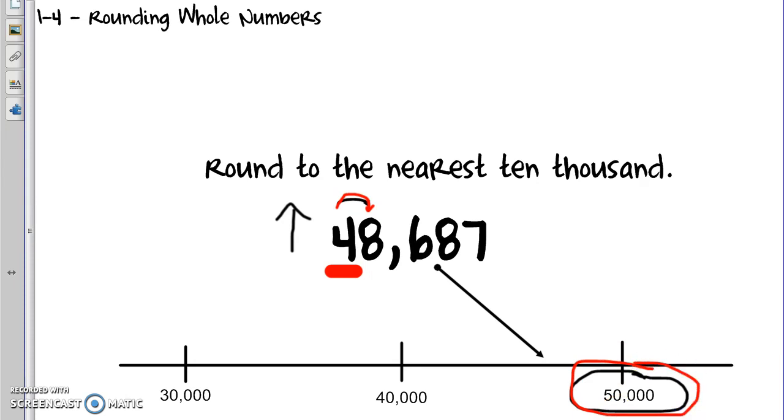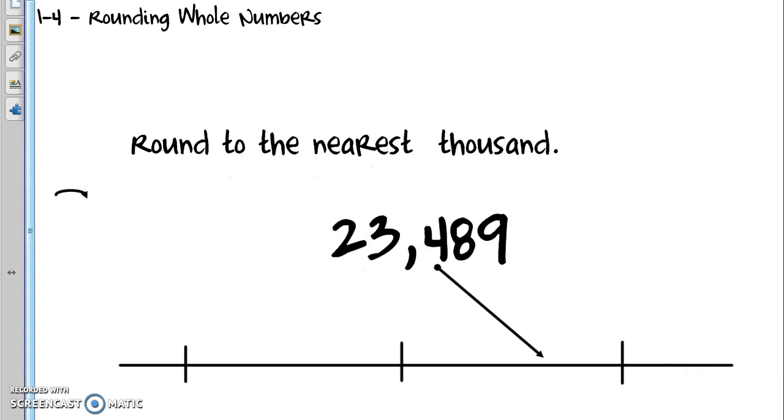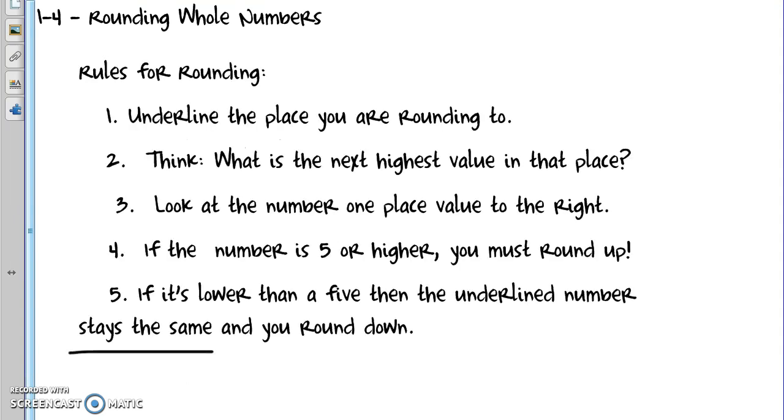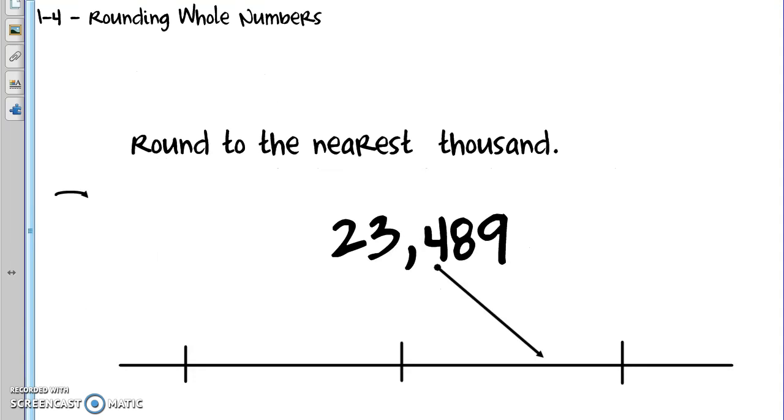Let's follow the rules by doing another one together. This question says round to the nearest 1,000. If we're looking at our rules, we know you have to underline the place that we're rounding to. So we have to round this number to the nearest 1,000. What digit is in the thousands place? It is a 3. Good job.